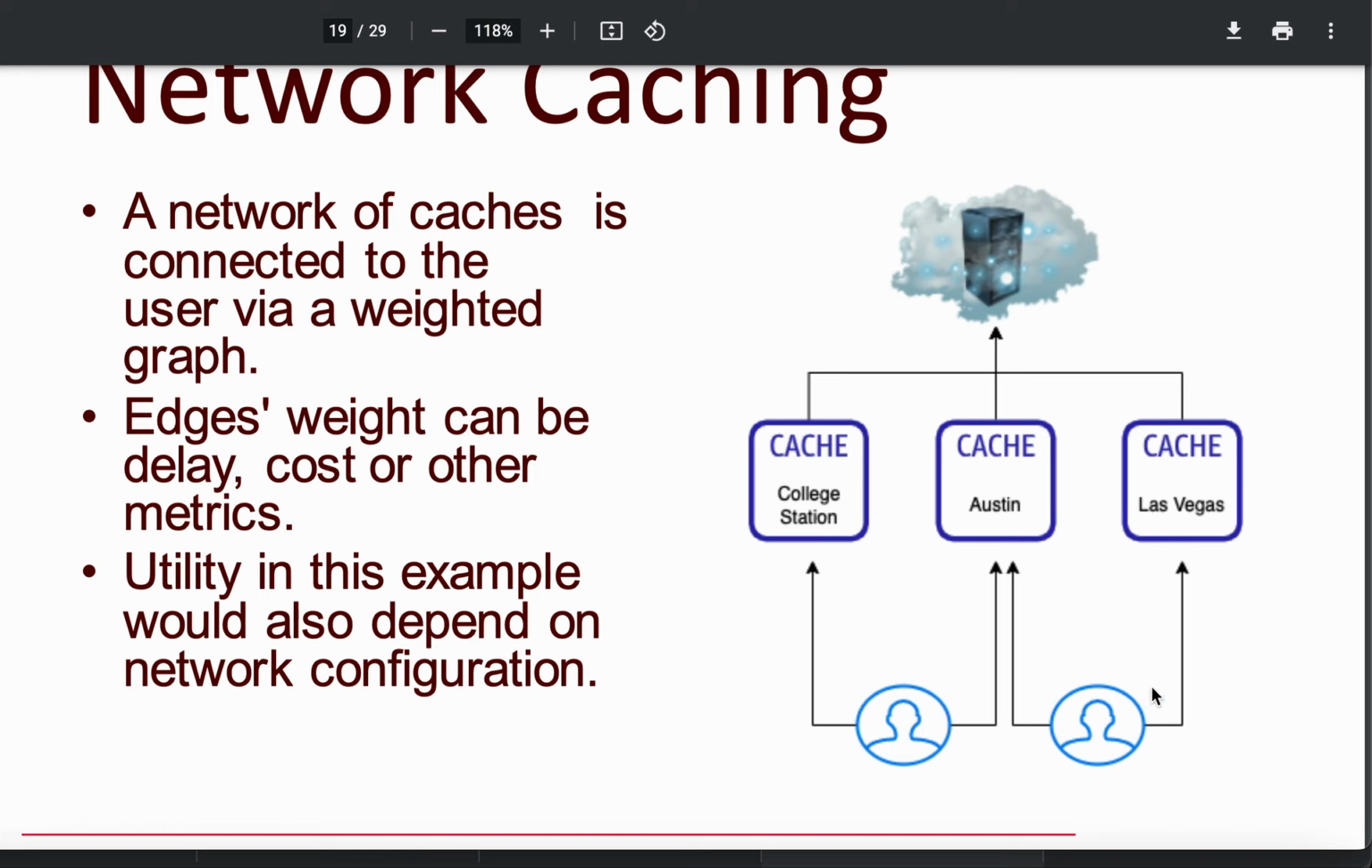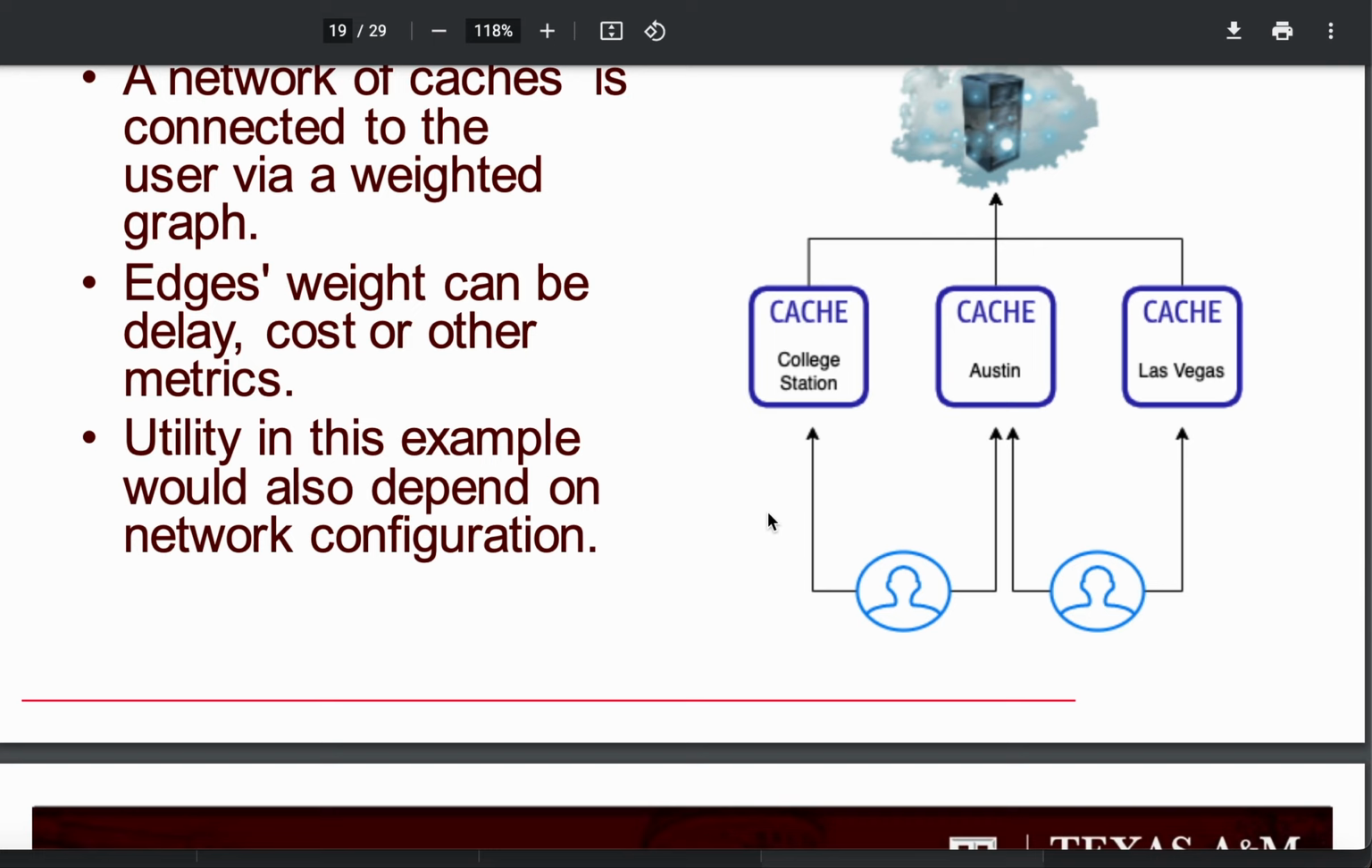In our case, let's say we have two users in College Station, and one user is connected to the cache in College Station, and one user is connected to the cache in Austin, and the other user is connected to Las Vegas as well. We would want to maximize the cache hits at places closest to the user. That would give the most seamless experience. And the utility, if we recall, was the reward that we get once a file is found in the cache. That also depends on the network configuration, because depending on the parameters that go into it, like distance in this case, that influences the utility we get. You don't want a user to hit a cache which is very far away, right?